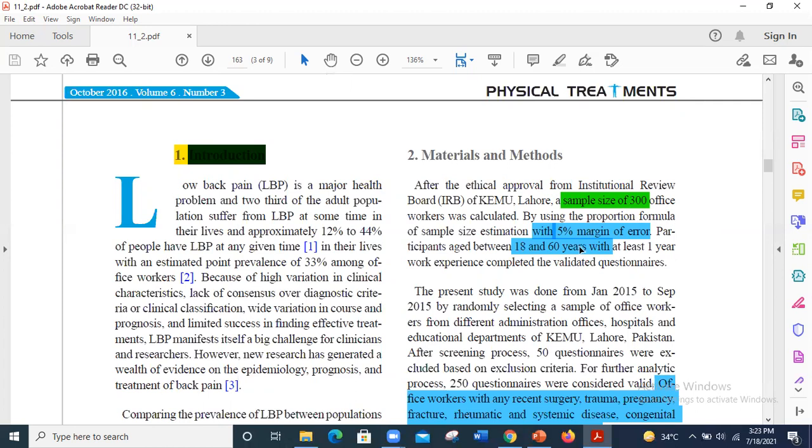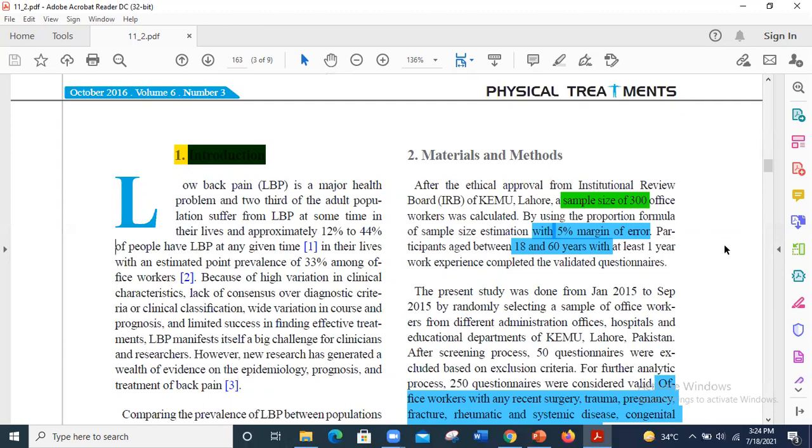Now the next is inclusion and exclusion criteria. Okay, he was supposed to collect data from only 18 to 20 years old population because most of the office workers fall between this specific custom range of selected age group. Next is inclusion exclusion criteria.